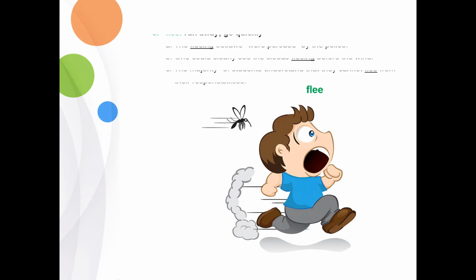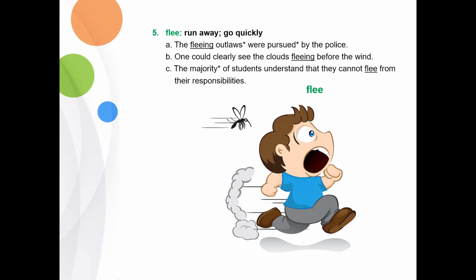Flee. Flee means run away or go quickly. Examples: Number 1. The fleeing outlaws were pursued by the police.